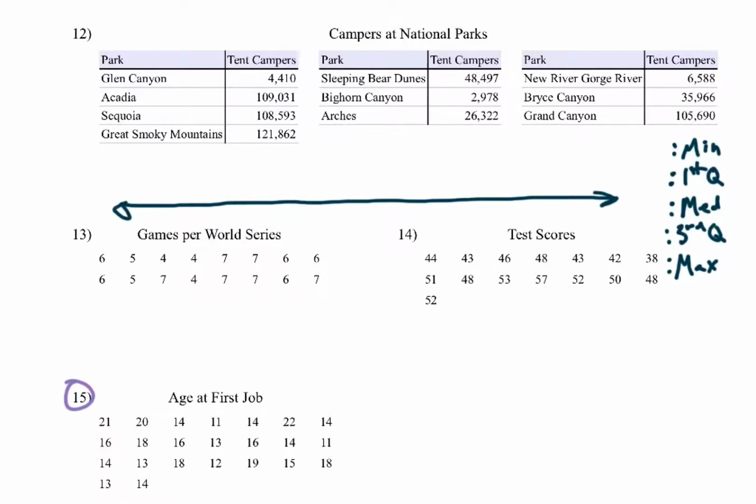Okay, now our minimum looks to be 2978, right? So about 3,000, we're going to do this, okay? Then our maximum, our highest, looks to be 121. Didn't see that one. Okay, so our maximum is 121,862. Now that's quite a big range, isn't it? Okay, so this would be 120,000. So we go from 3,000 to 120,000.